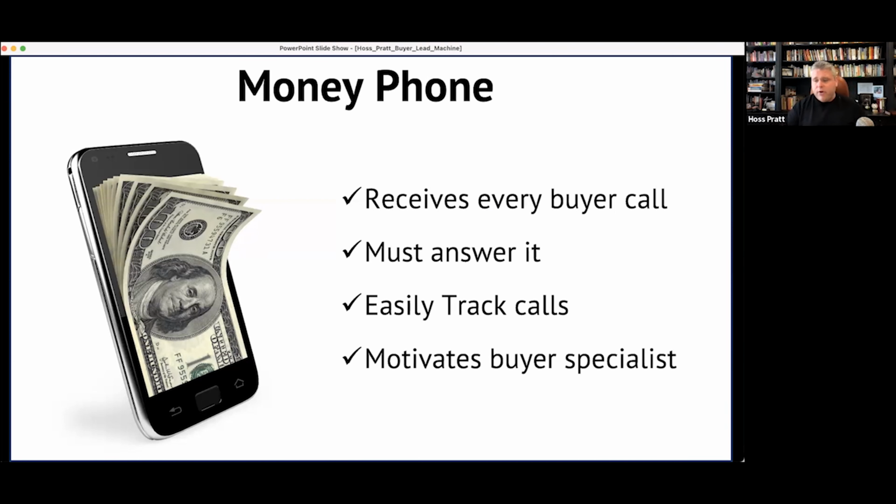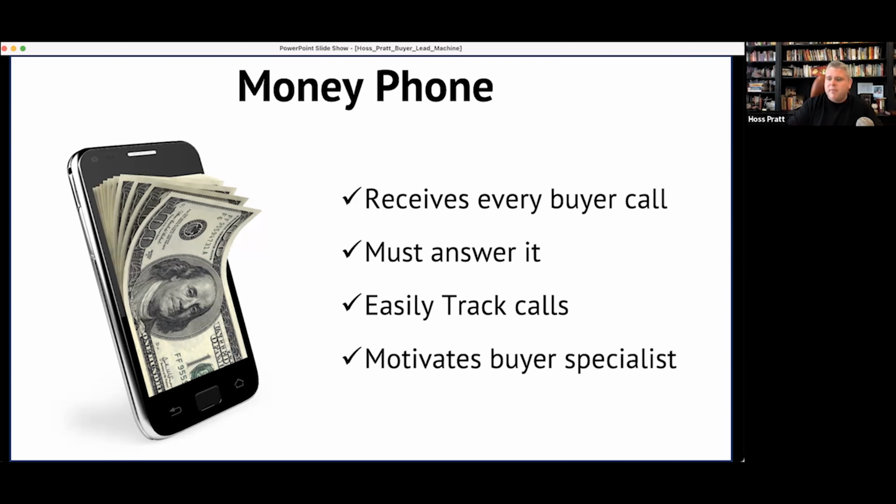And so I had a money phone. It was a cell phone, and every sign call went to this phone. The rule of the money phone was I would give it to one team member, and you had to answer it. If it rang at 3 o'clock in the morning, they had to answer it. I didn't care. I always knew if they did, because I could track their calls, but it also motivates buyer specialists.